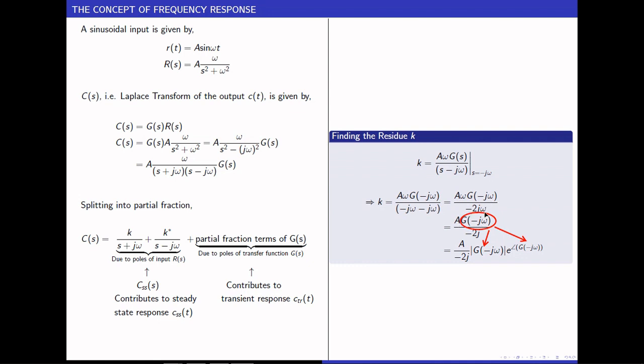Please note that G of minus j omega is going to be a complex number, and therefore I can write it in polar form, the magnitude and the angle, so r e power j theta form. Okay, so I can write in this way.